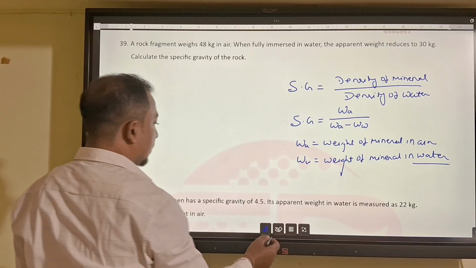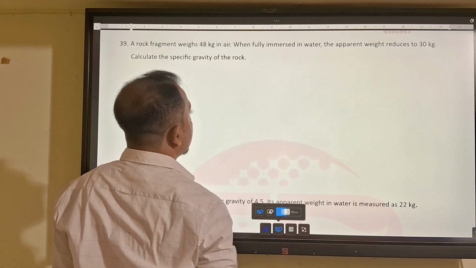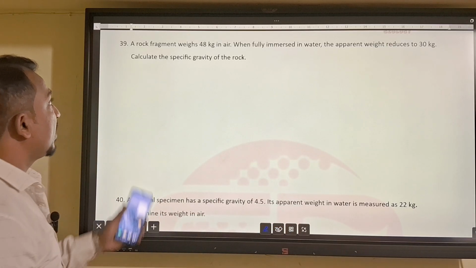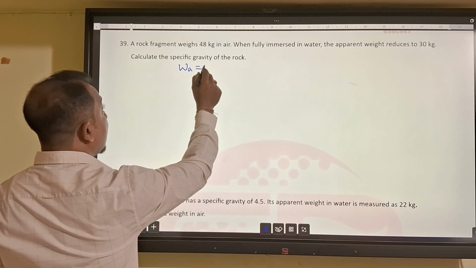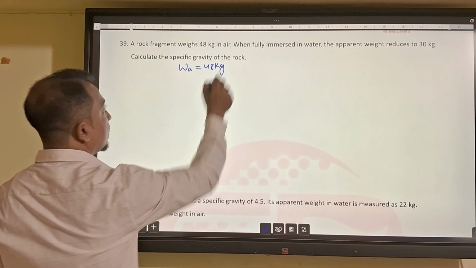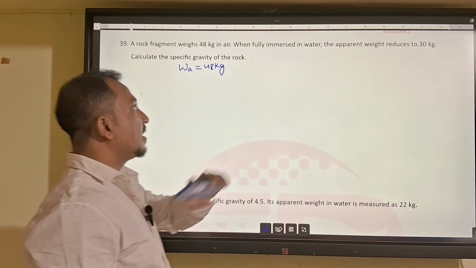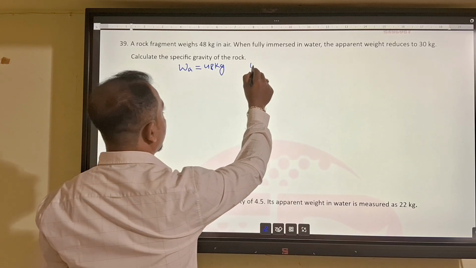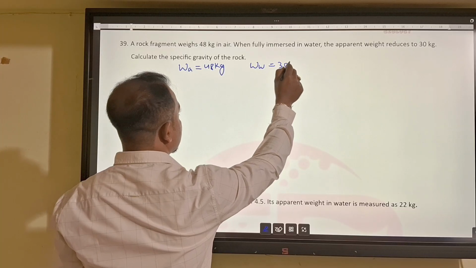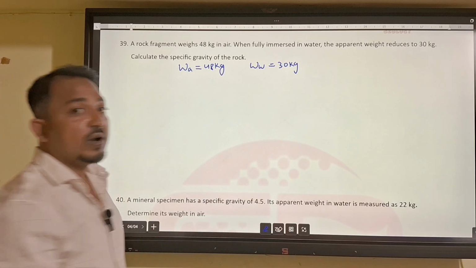So we'll see. In this numerical, a rock fragment weighs 48 kg in air. That means the weight of the mineral in air is 48 kg. When fully immersed in water, the apparent weight reduces to 30 kg. That means the weight in water is 30 kg. So we have to calculate the specific gravity.